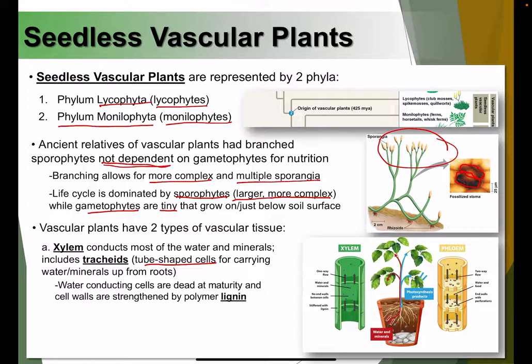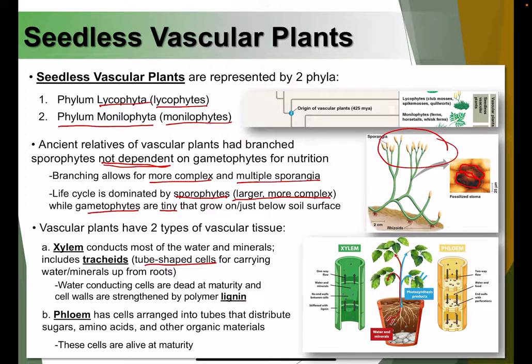It's kind of like our skin cells that are at the very top surface are dead cells. Same thing here. You have these xylem that are really dead cells. The other is called phloem. Phloem has cells arranged into tubes that distribute sugars, amino acids, and all other organic materials. So this is how phloem differs from xylem. Xylem is only for water and minerals, whereas phloem is for those bulkier things like sugar, amino acids, and other organic materials. And on the contrary to xylem, these cells are alive at maturity. None of them are dead.